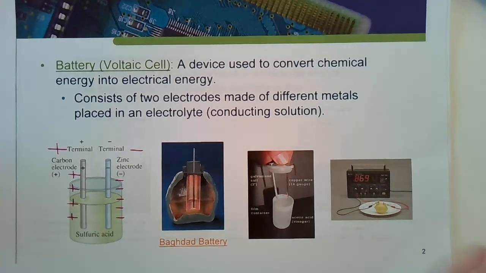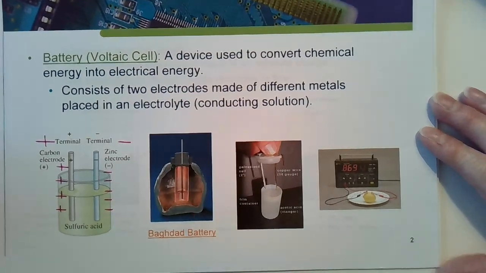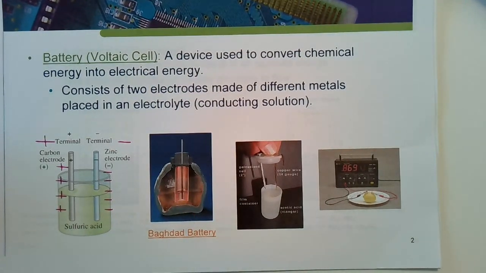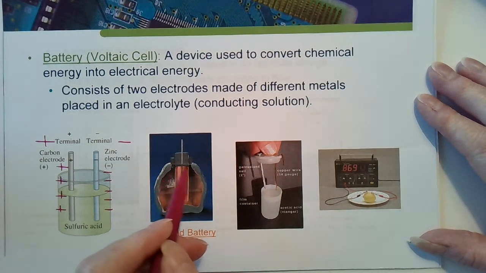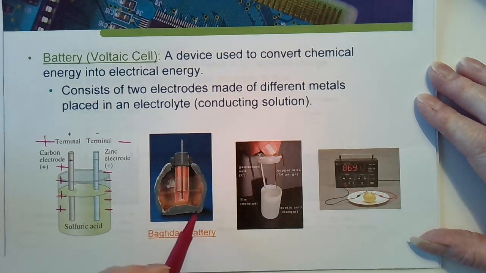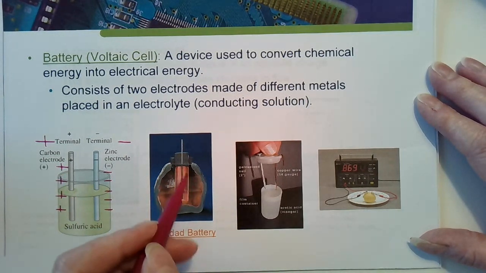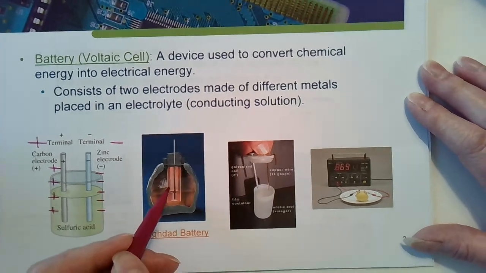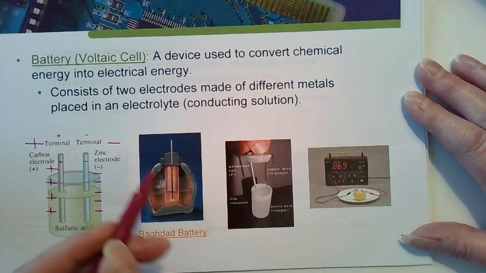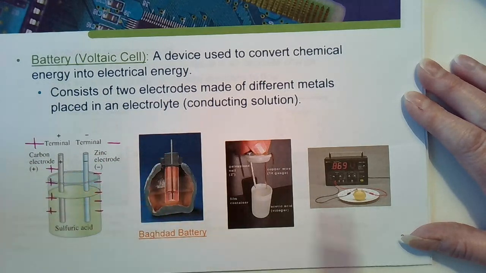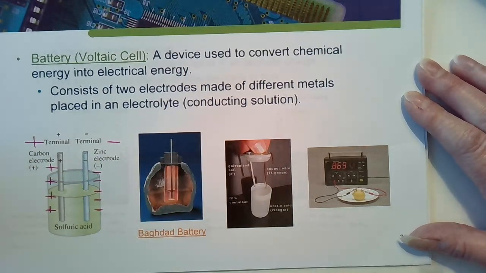But you can make batteries lots of different ways. Here's just a picture of what's called the Baghdad battery. It was found in Baghdad many, many years ago in the BCs. This shows that even back in the BCs, they had hollowed out rocks and were able to construct something that is thought to be an ancient battery. They probably filled this with some sort of conducting solution and had different metals in here and made batteries a long, long time ago.